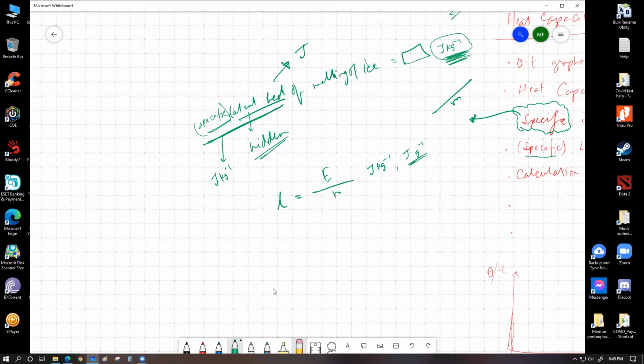The way we define this is that specific latent heat of the material of an object is the amount of energy required to convert 1 kg of substance from one state to another. So if you're saying latent heat of fusion, then the object would be converted from solid to liquid. If it is latent heat of vaporization, then the object is converted from liquid into gas. For both cases, the unit will be joule per kg.